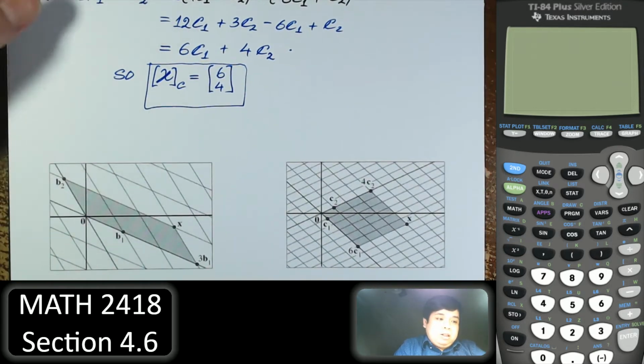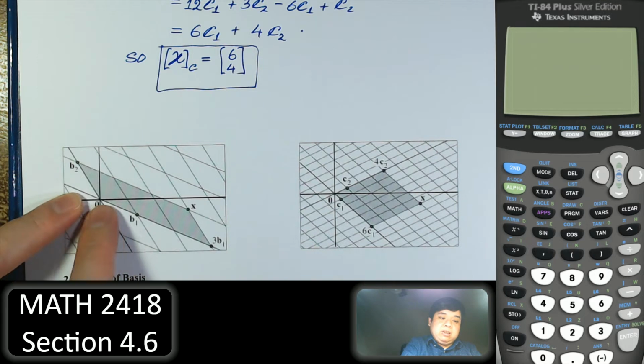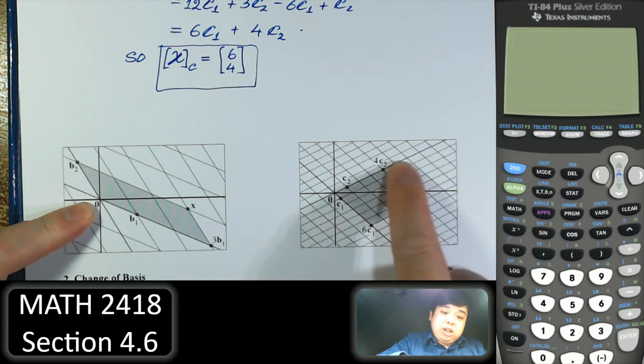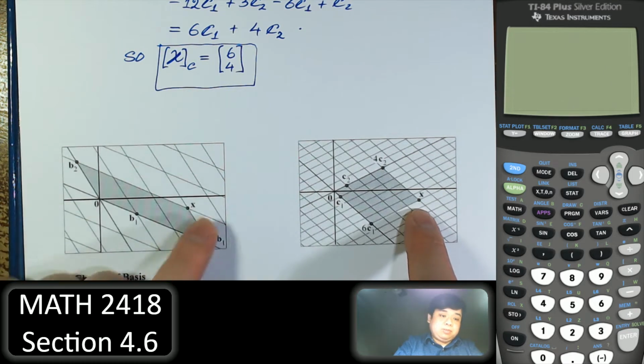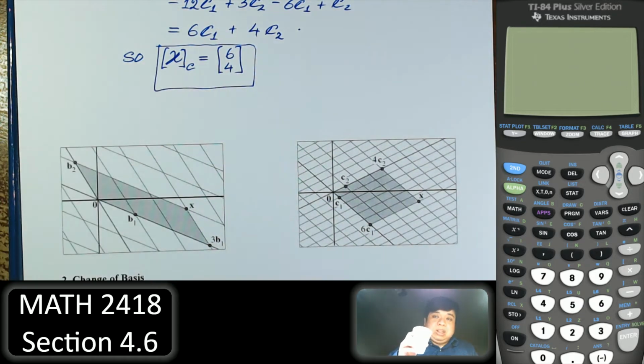Of course, here we have a sample. We have 3B1 and B2. The combination of that gives us that point x. Now the same point x here, we have 6C1 and 4C2. Also, when we add 4C2 and 6C1, we have x. So we have the same point, but different representation because of different bases. Of course, for each basis, the representation is unique, but since the bases are different, we have different representation in different coordinates.